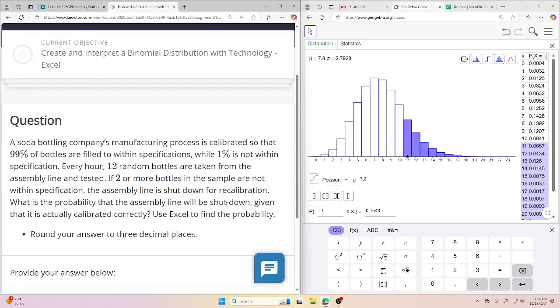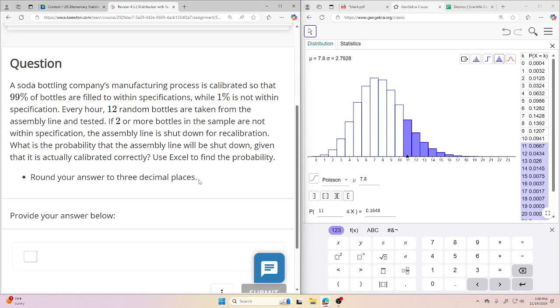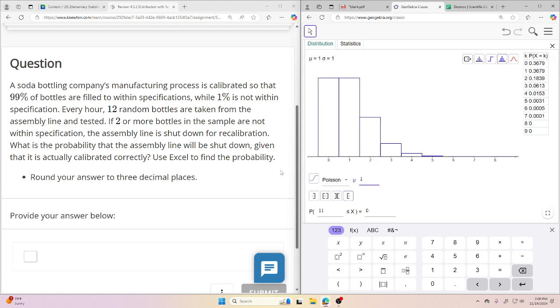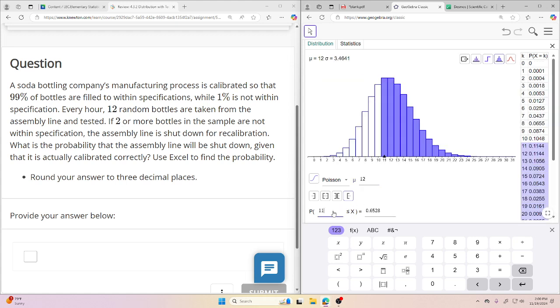Okay, awesome. Let's do another one. Oh man, this doesn't look any good. So calibrating so that 99% are filled within specs, 1% not. Every hour we get 12 random bottles. If 2 or more bottles. I think this is just too much blah blah. If you think about it, I think it's not too much. I think it says every hour we get 12. What about the 2? I think 12. I'm going to check the 2. Oh.